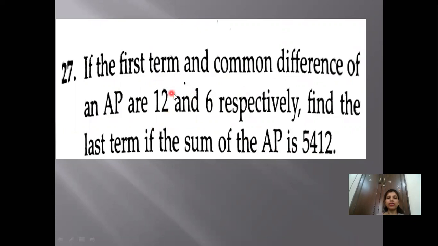Now here you can see the first term is given to you as 12, the common difference is given to you as 6, and even the sum is given to you as 5412. So you have to find the last term. Let's see how to go about this sum.